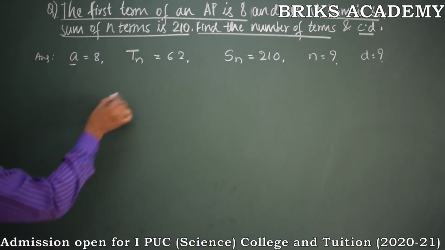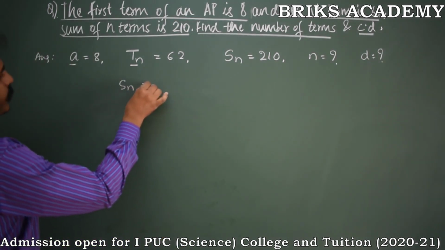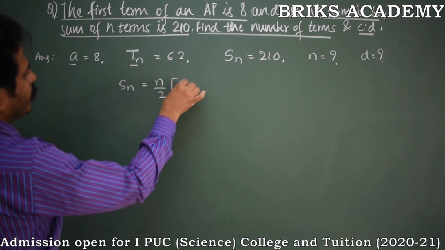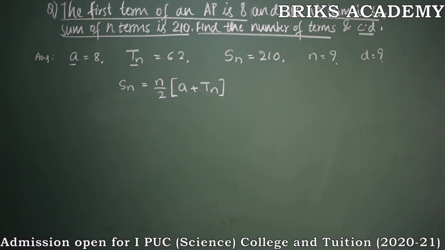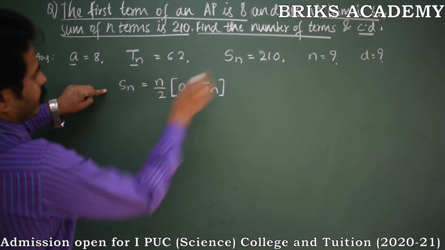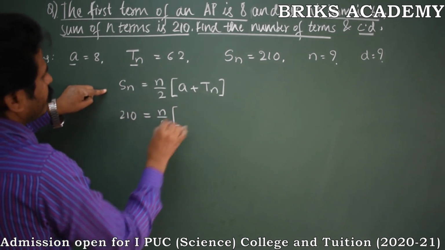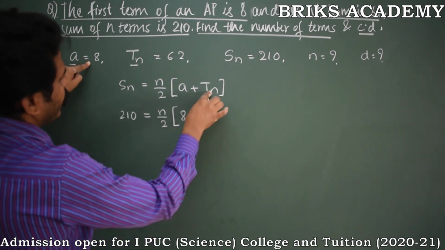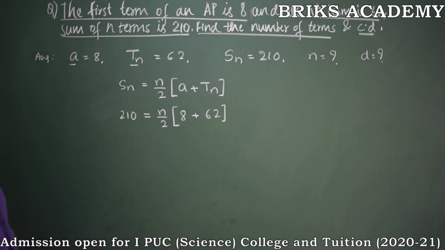So a is given, the nth term is given. Can I make use of the nth term formula and the Sn formula and solve the problem? The Sn formula is n by 2 into a plus l, where l is the last term, if I am correct. Sn is given, it is 210. n I don't know, I need to calculate. a is given, 8. The nth term is also given, 62. Only one parameter is left, that is n. We can make use of this formula and calculate n.